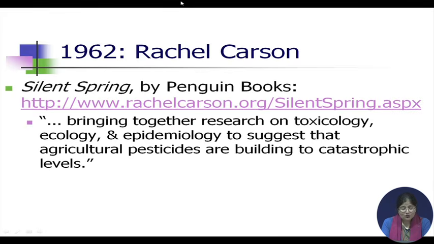In 1962, Rachel Carson wrote a book called The Silent Spring that was published by Penguin Books, and this book was aimed at bringing together research on toxicology, ecology and epidemiology to suggest that agricultural pesticides are building to catastrophic levels. So, we must look after our environment. We are pumping chemicals into the environment and the environment is getting affected by it. So, this was an eye opener to the rest of the world. Yes, we want our crops to flourish, but are we damaging something else in that process?